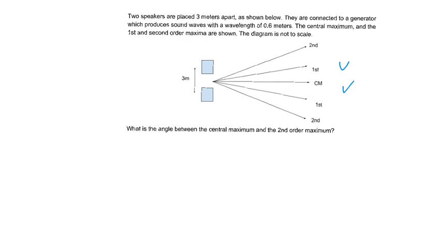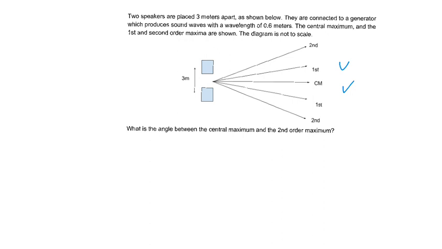And if I was to walk from the central maximum out towards the second-order maximum, the sound would be loud at the central maximum, then it would get quieter, and then there would be constructive interference again at the first-order maximum. It would get loud again, then it would get quieter again, and then by the time I get to the second-order maximum, it would be louder again.